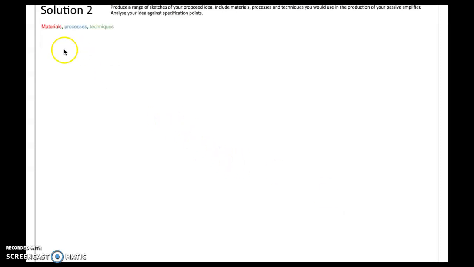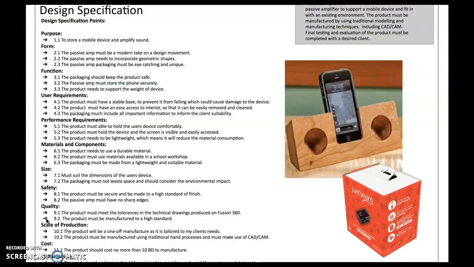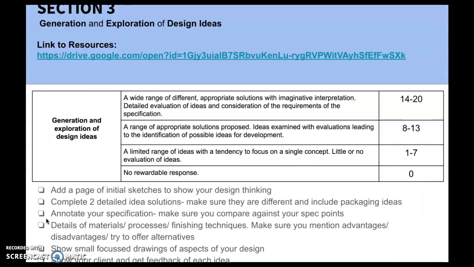And you can see here we've highlighted materials, processes, techniques. You will also need to annotate your specification, making sure you compare your ideas against the specification. Remember, the specification is here on section 2. You will also need to talk about detailed material processes and finishing techniques. Make sure you mention advantages and disadvantages of these.